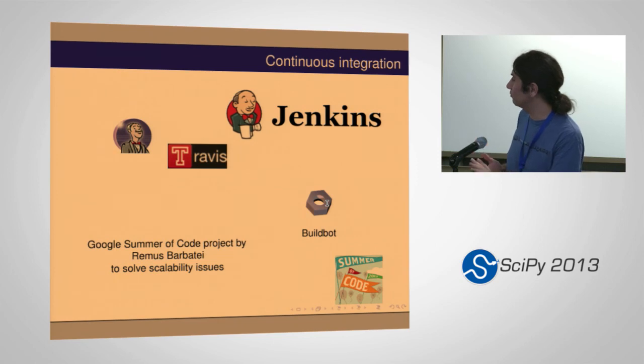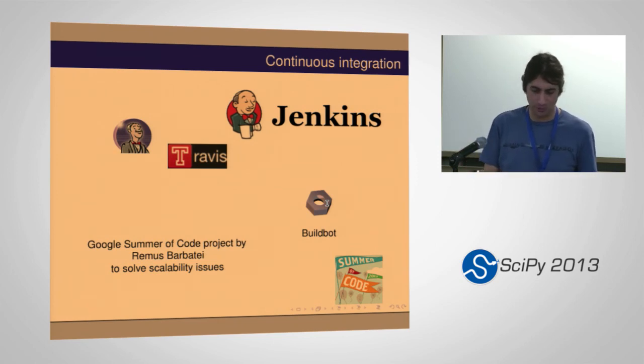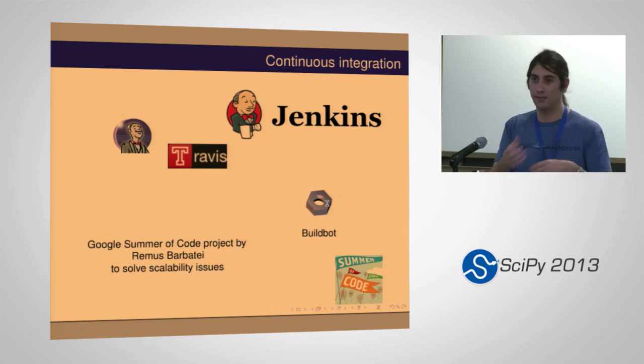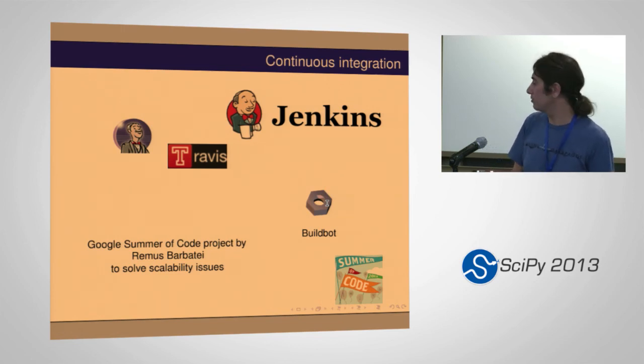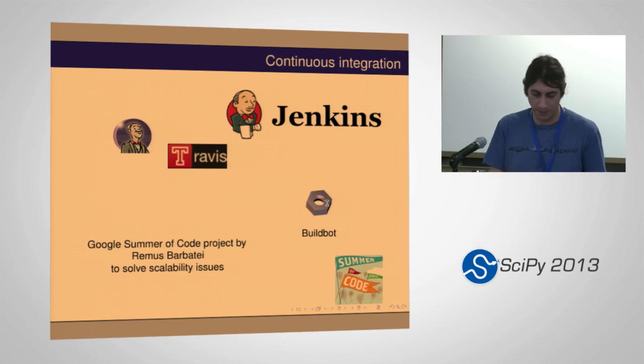So there's also the question of keeping software alive. Continuous integration is the solution that is used these days for this. And there are lots of solutions that you can use, like Travis gives you an online service where you can submit your software and it will automatically test it when you submit changes to your repository and give you warnings.